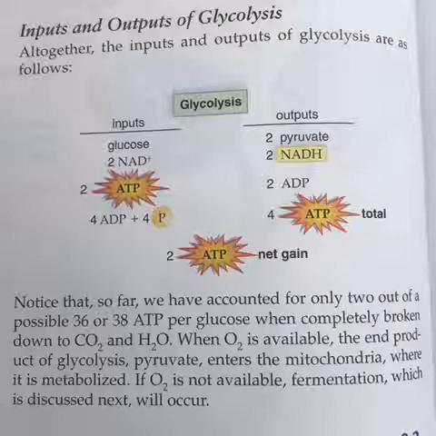Notice that so far we have accounted for only 2 out of a possible 36 or 38 ATP per glucose when completely broken down to CO2 and water. When O2 is available, the end product of glycolysis, pyruvate, enters a mitochondria where it is metabolized. If O2 is not available, fermentation, which is discussed next, will occur.